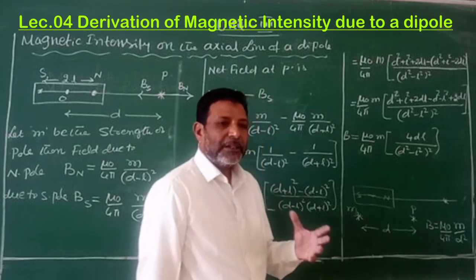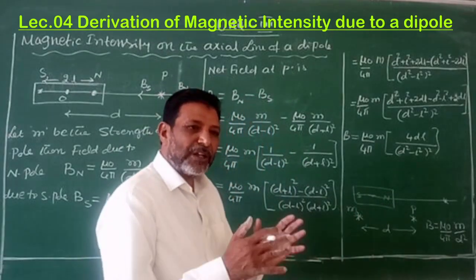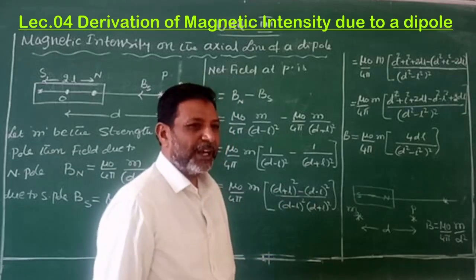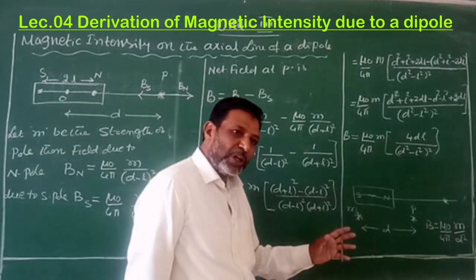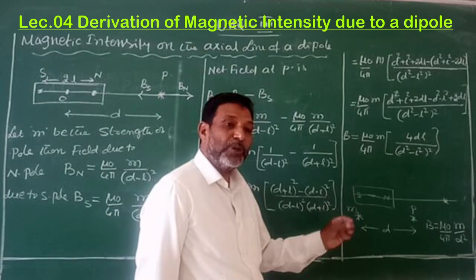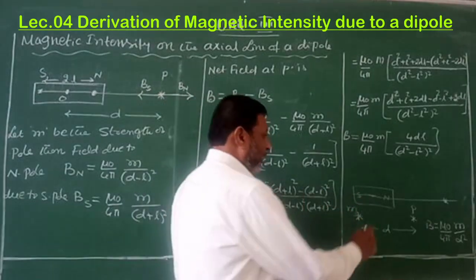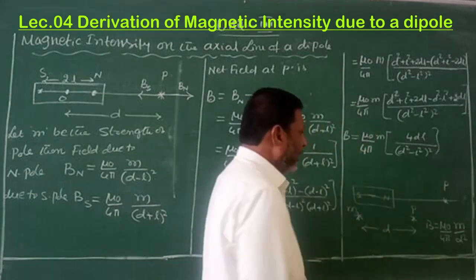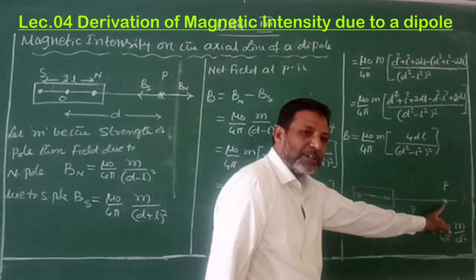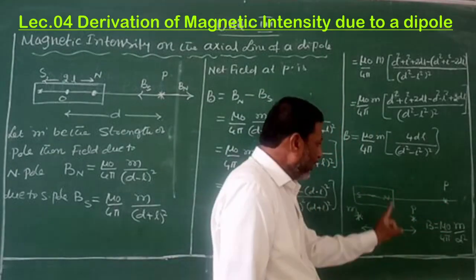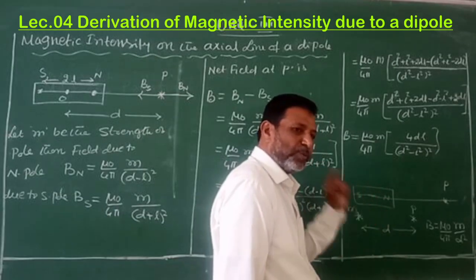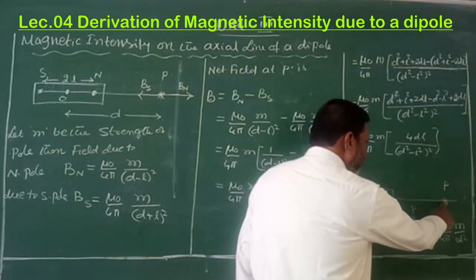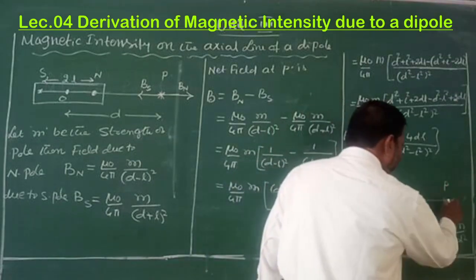Now, the direction of the intensity: if it is a north pole, the intensity due to the north pole is away from it. If it is a south pole, the intensity due to the south pole is towards the pole. For example, here this is a north pole and this is a south pole. If you take any point here, there are two magnetic intensities at this point, one due to the north pole and another due to the south pole. Since this is the north pole, the magnetic intensity at P due to the north pole is away from it, in this direction.